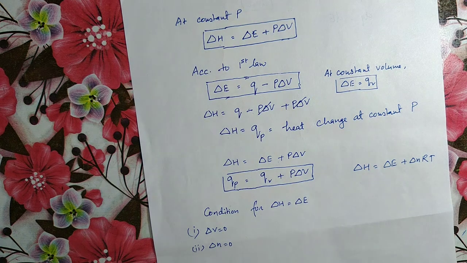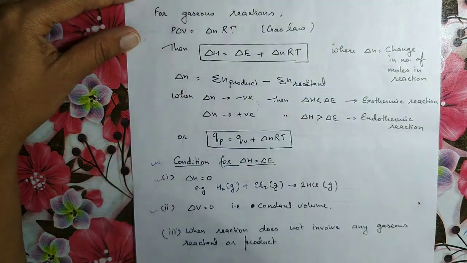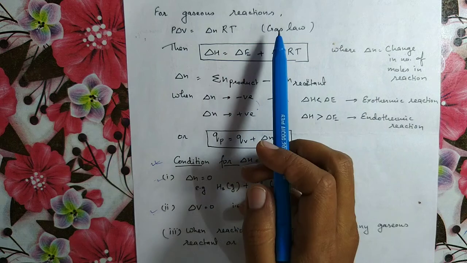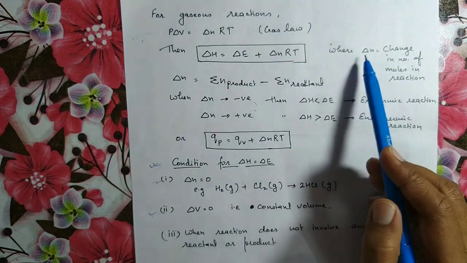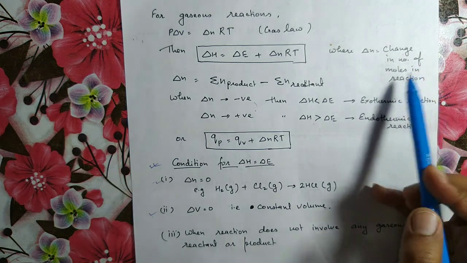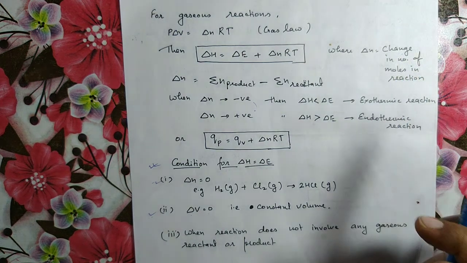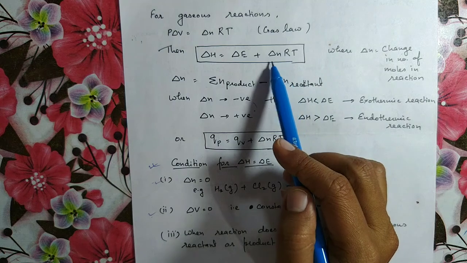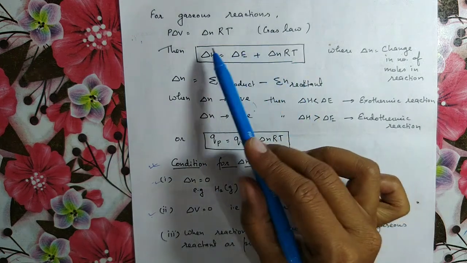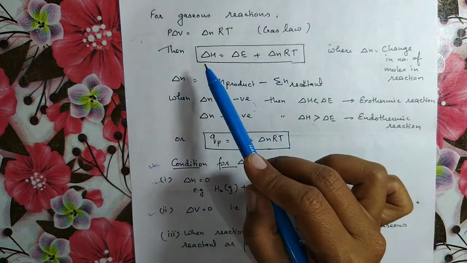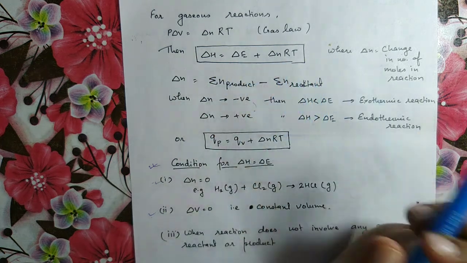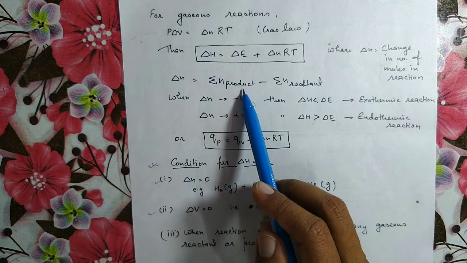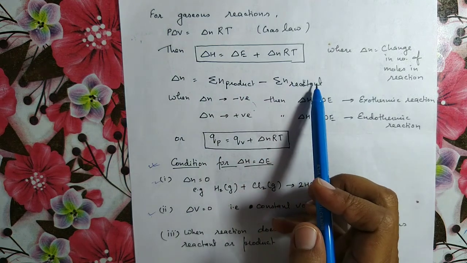plus PΔV, that is pressure-volume work, right? Then for a gaseous reaction, this PΔV will be equal to ΔnRT. It is the gas law, okay. Here Δn will be the change in number of moles in any reaction. Then you can write the expression for ΔH as ΔE plus ΔnRT. This type of equation can represent the enthalpy change in a gaseous reaction. This Δn will be the summation of number of moles of products minus the summation of number of moles of reactants.